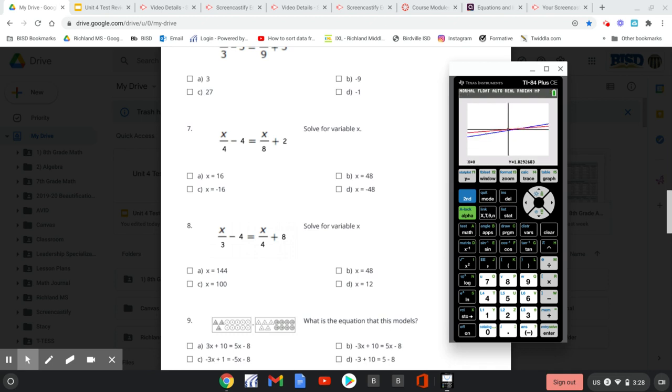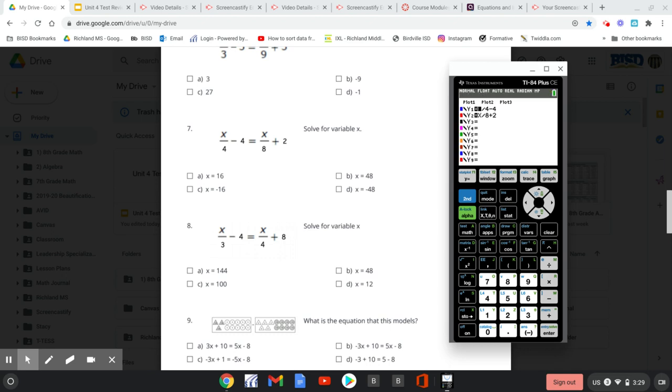So now I can see. So I'm going to hit y equals. I'm going to hit second trace 5, enter, enter, enter. And we know x is 48, and that's why we couldn't see it, because x is so big. So your answer is B, 48. Let's look at number 8, and it's going to be a big one as well.